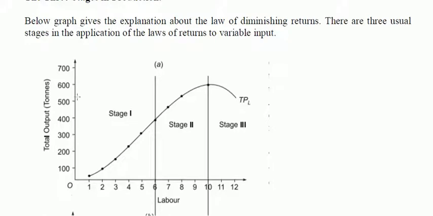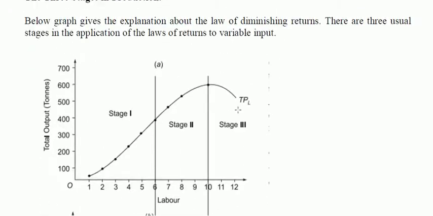Well, in this case, there is stage 1, stage 2 and stage 3. In the stage 1 process, when the laborers are increasing from 1, 2, 3, 4, 5 until 6, the output is increasing at an increasing rate. Then after 6, 7, 8, 9 and 10, the output is still increasing, but it is not increasing very fast, it is increasing slowly. And then after 11, 12, the output starts to decrease.